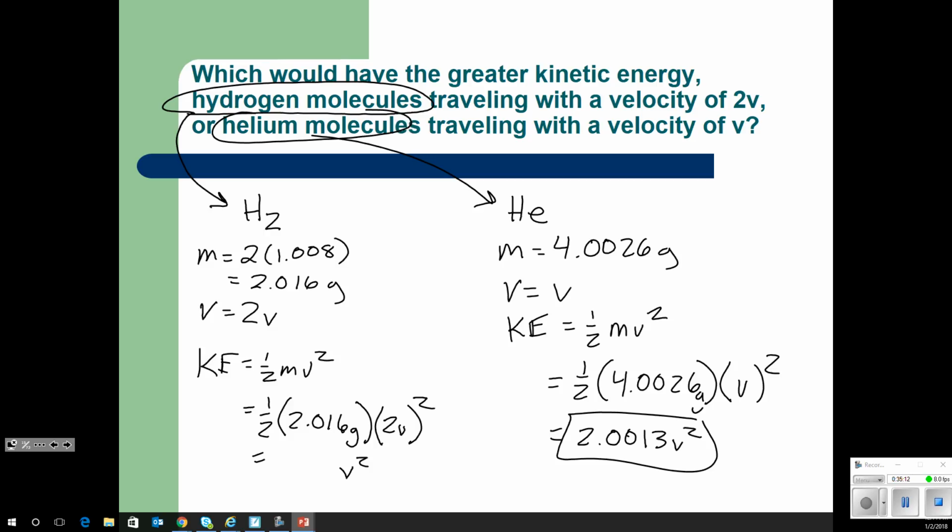Sorry, v squared, yep. So 4 times 2.016 and divided by 2. 4.032, yep. Okay, if you do this, this will be 4. 4 into 2 will leave me a 2. 2 times that is that.